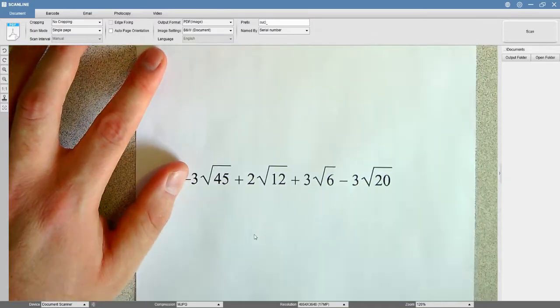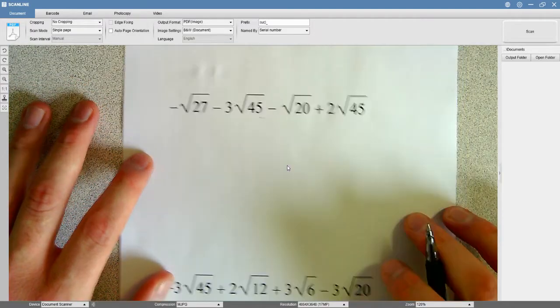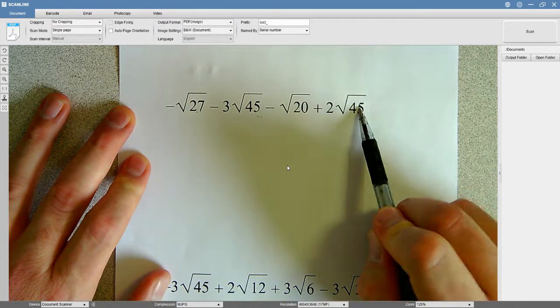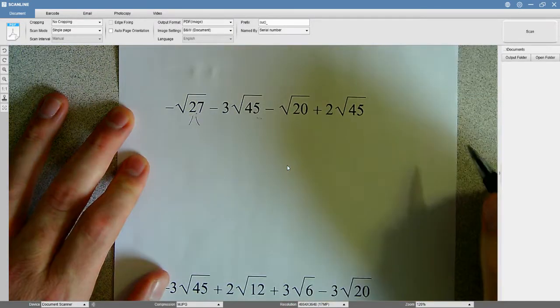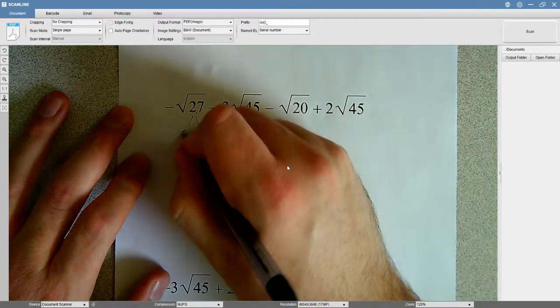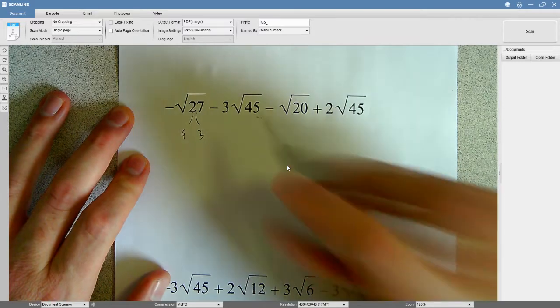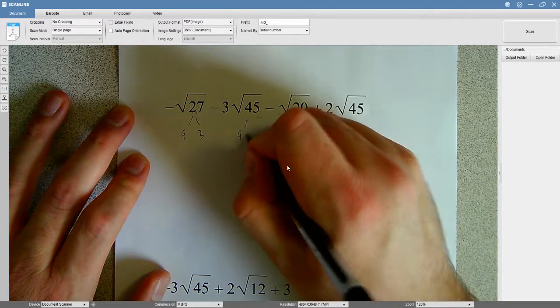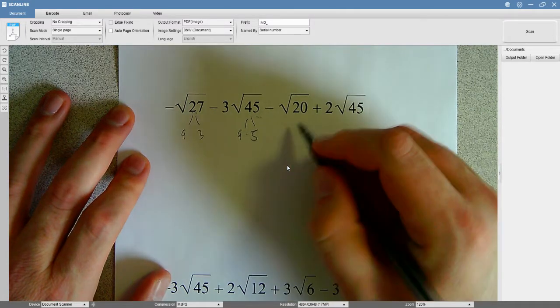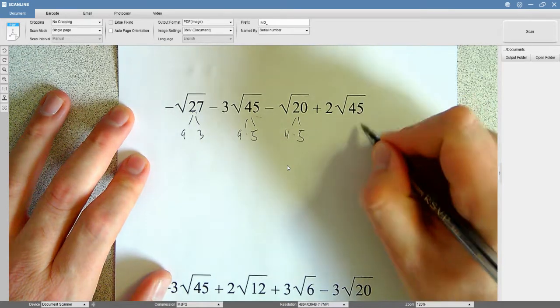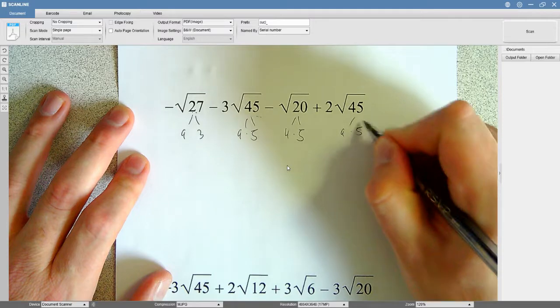Let's look at a more interesting problem now. Again, here, what we want to do is simplify what's inside the radical. So what does 27 factor into? We know that was 9 times 3, right? 45 divided by 5 is 9 times 5. 20 is 4 times 5. And again, this is 9 times 5.